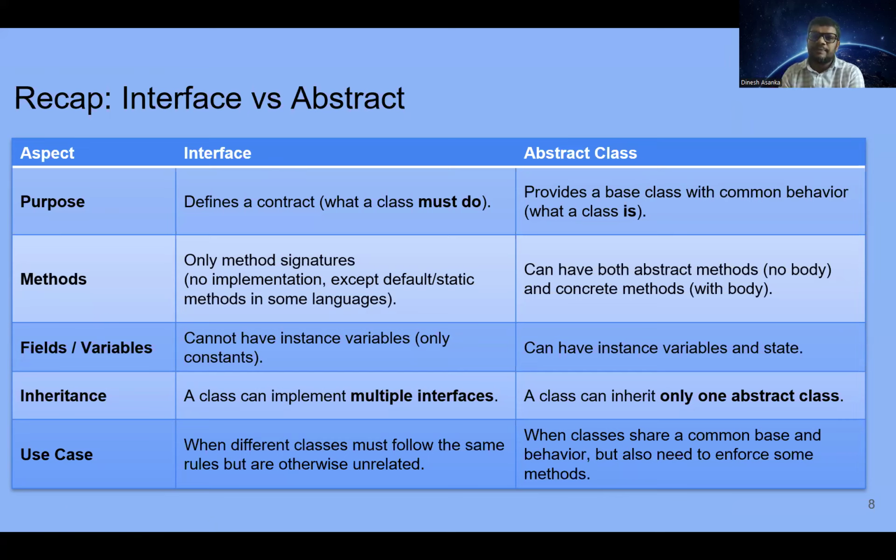In an abstract class, you can have abstract methods and concrete methods. In interfaces, you can have only method signatures, no implementations. But in an abstract class, you can have abstract methods as well as concrete methods. That's the main difference between an interface and an abstract class. For your reference, other examples are given in this slide.